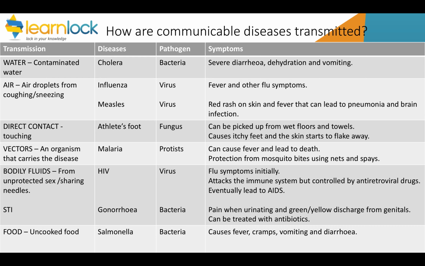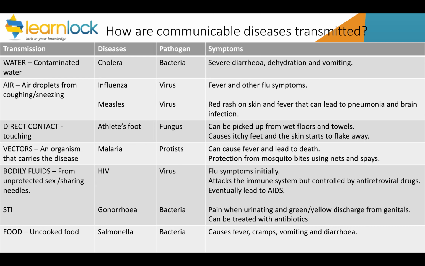Vectors, we talked about these earlier. This is when an organism carries the disease but is not actually infected from it themselves. For example, mosquitoes carry the protists for malaria, but they don't have malaria themselves. If you're bitten by a mosquito carrying malaria, you can then get infected. And malaria causes fever and it can be fatal. Protection from mosquitoes includes using sprays and using mosquito nets.